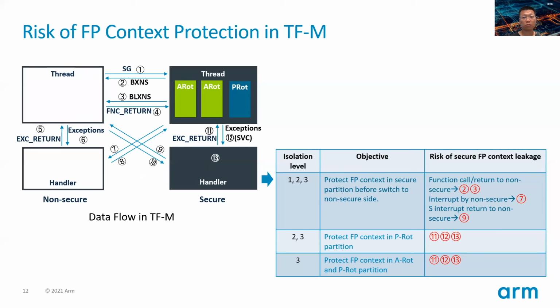The second is non-secure exception entry during the secure thread, which is shown as number 7. Also, the secure exception return to the non-secure thread, which is number 9 in the picture. And for isolation level 2 and level 3, the risk of FP context leakage is inside the SPM, shown as 11, 12, 13 in the picture.